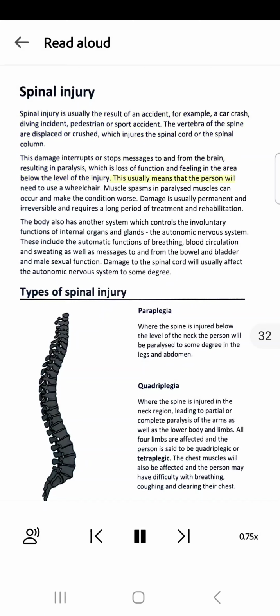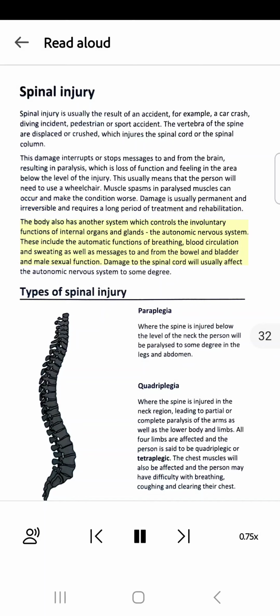This usually means that the person will need to use a wheelchair. Muscle spasms in paralyzed muscles can occur and make the condition worse. Damage is usually permanent and irreversible and requires a long period of treatment and rehabilitation.